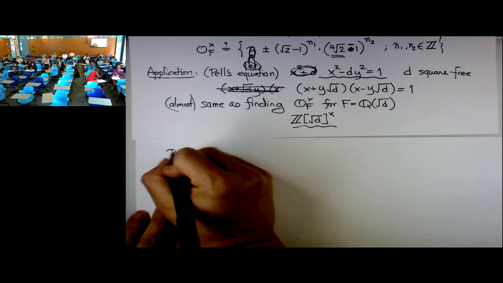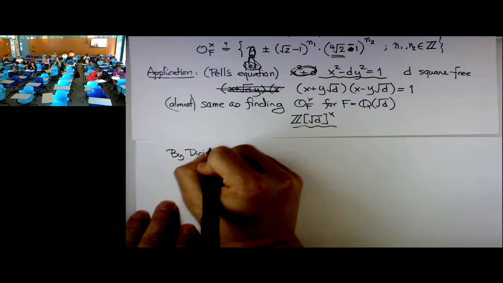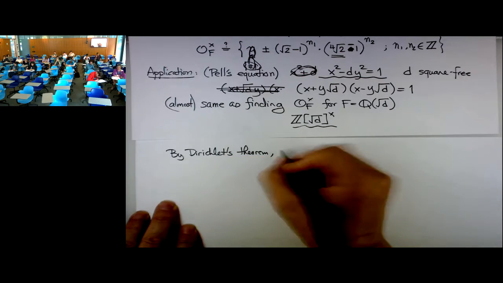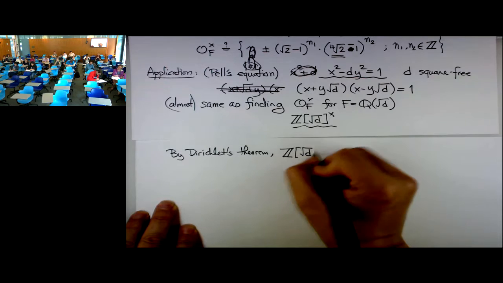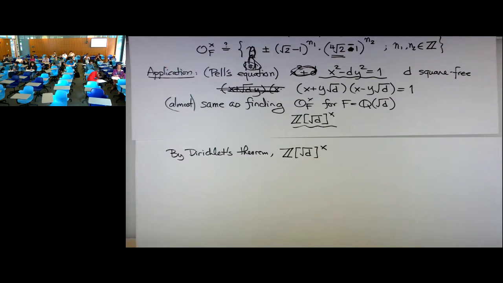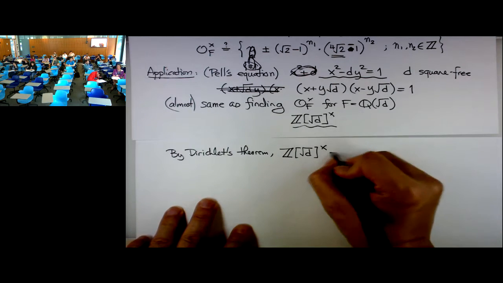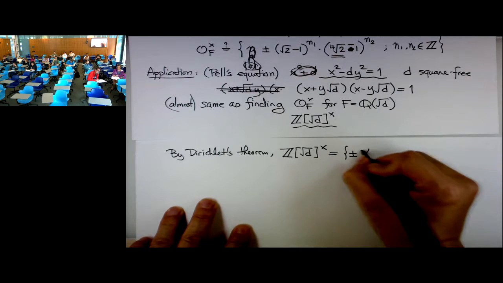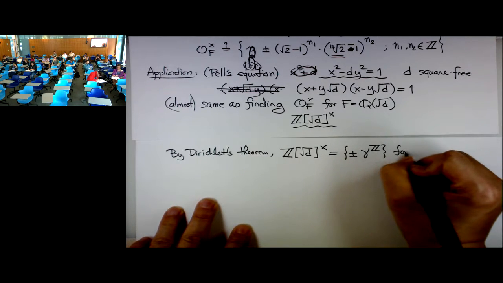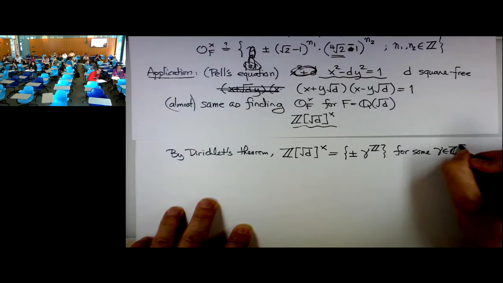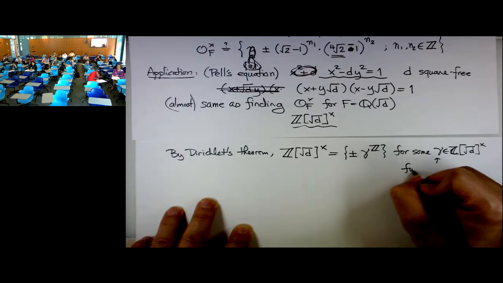Then by Dirichlet's theorem, as I said, even if D is congruent to 1 mod 4, you don't have to consider Z adjoining (root D plus 1) over 2. You can just say this. And there's some fundamental unit, called the fundamental unit.